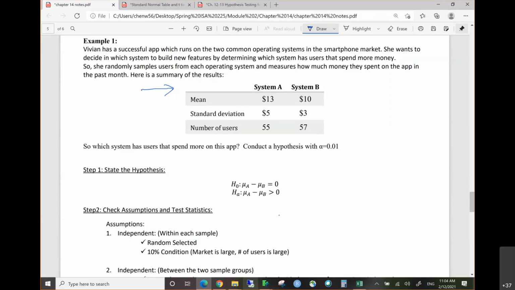So in this case, I just want to compare these two systems. I just want to know whether mu1 is larger than mu2, or we say mu A is larger than mu B. In this case, if I subtract mu B from both sides, my hypothesis changes to mu A minus mu B equals 0 or larger than 0, right? So I just want to know whether A is larger than B.